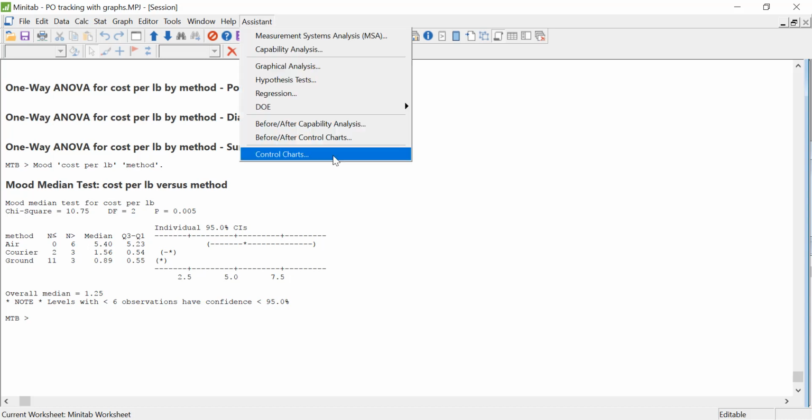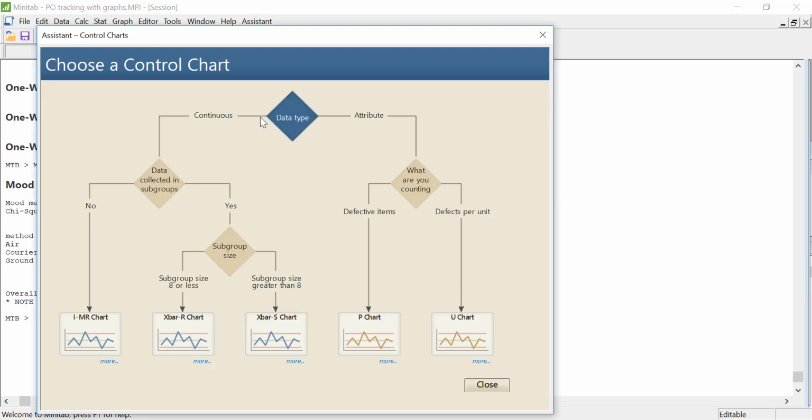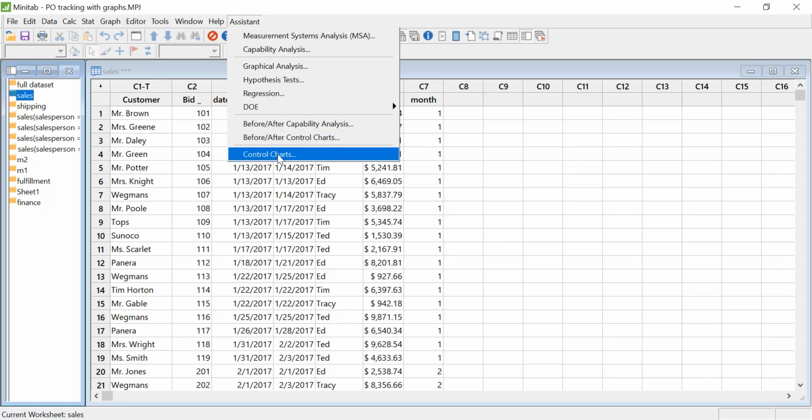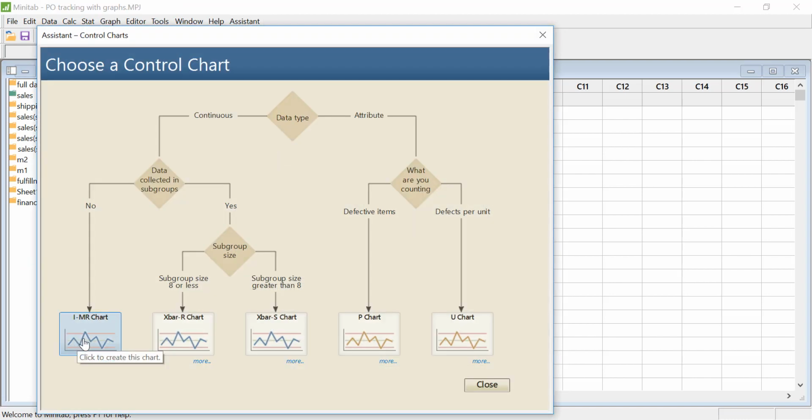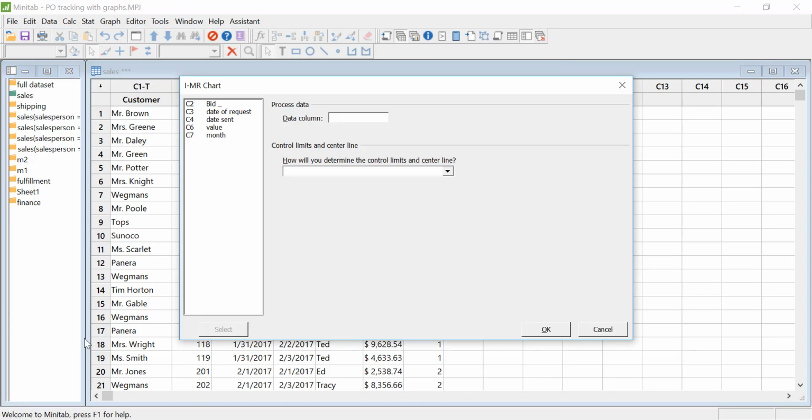Now, another thing that you've been exposed to in Greenbelt is control charts. And the assistant can help with control charts as well. The first question is, is it continuous data, variables data, or is it attribute data? Looking at the sale, now we'll go into the assistant for control charts, and I'm interested just in the bids. So we have a stable amount of bids all about the same amount. And so the data are in the column value.